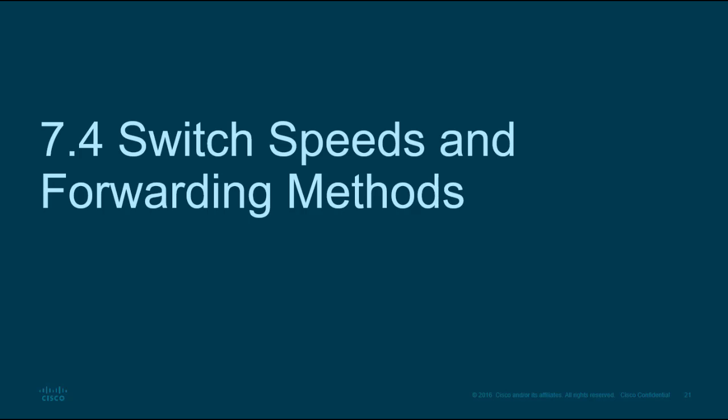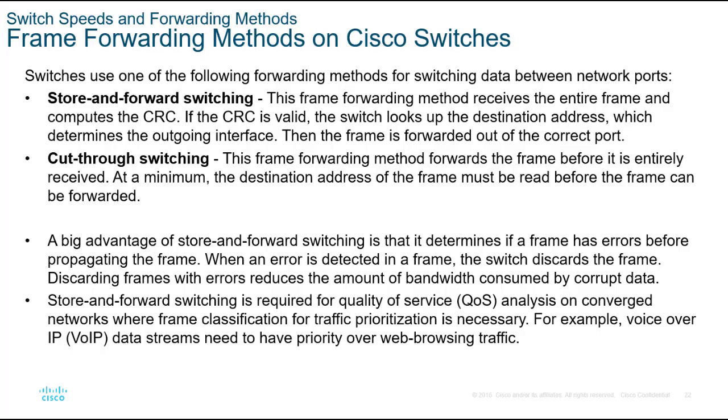Now that we've covered how switches make forwarding decisions using their MAC address tables, it's time to look at 2 frame forwarding methods used on Cisco switches depending on the situation. The 2 main forwarding methods switches use when switching frames between network ports are called store and forward switching and cut-through switching. The store and forward switching method receives the whole frame and then computes the cyclic redundancy check, or CRC, using a math formula based on bit count to see if the frame has an error. If the CRC is good, the switch then does its normal procedure, looks up the destination address and forwards the frame out the correct port.